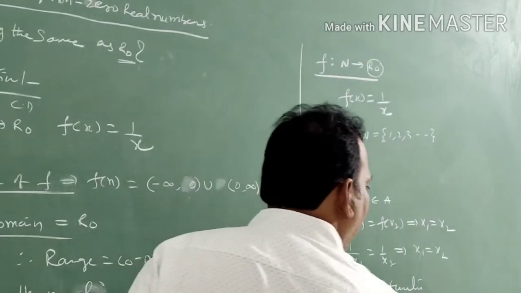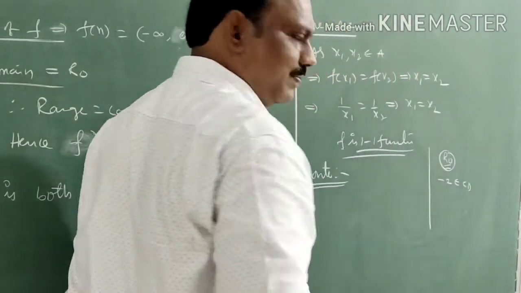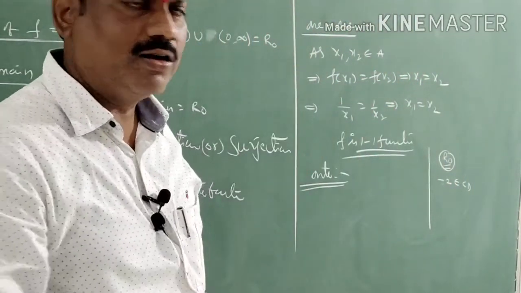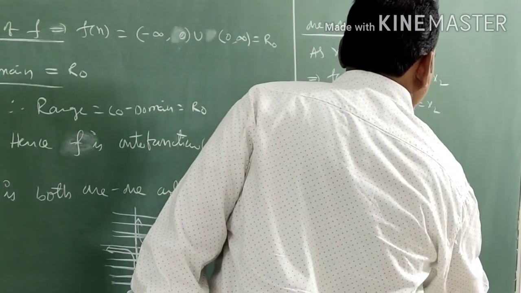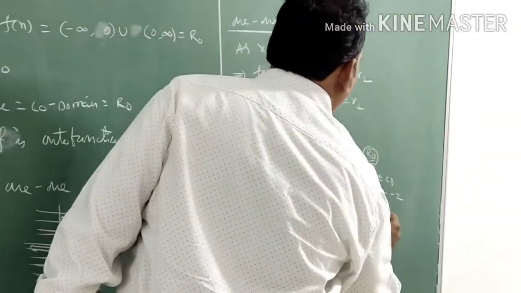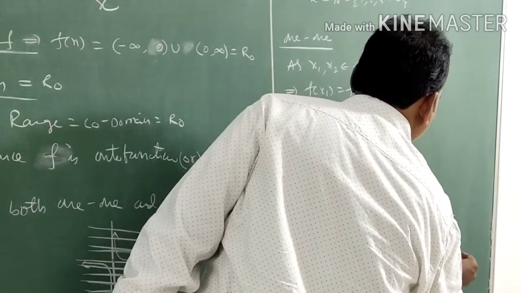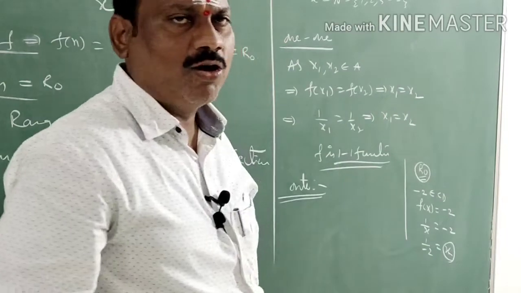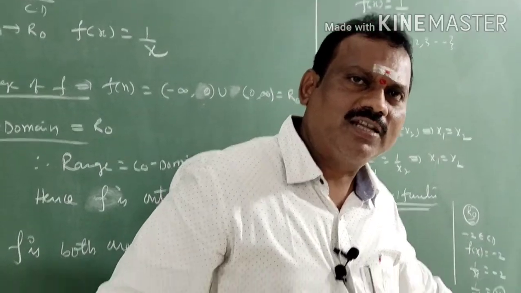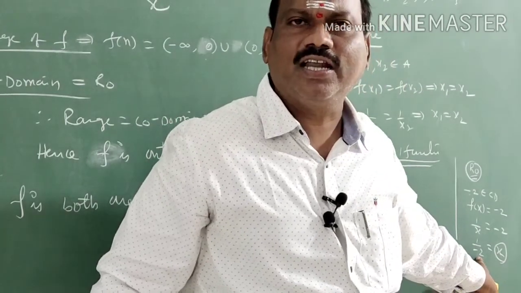Suppose I am taking R naught as the codomain, correct, right? -2 is in the codomain, correct or not? Let -2 be in the codomain, which means -2 should be associated with some element. It is also in the range. That means f of x is equal to -2. What is f of x in the problem? 1 by x is equal to -2. By cross multiplication, 1 by -2 is equal to x. What is x? Domain. What is the domain here? Natural numbers. But 1 by -2 does not exist in natural numbers. Correct or not, students?